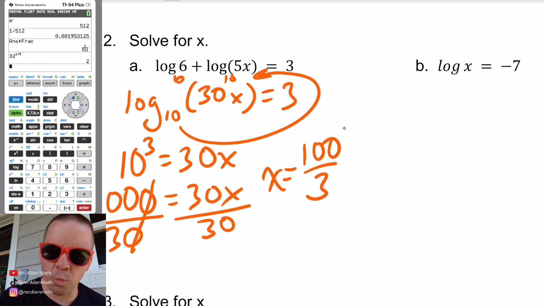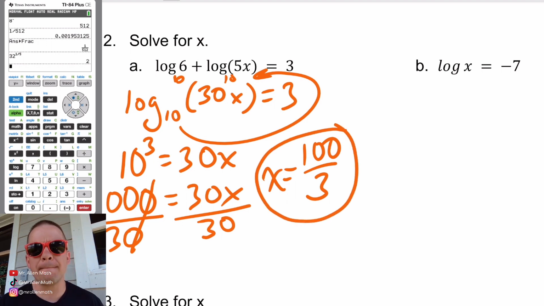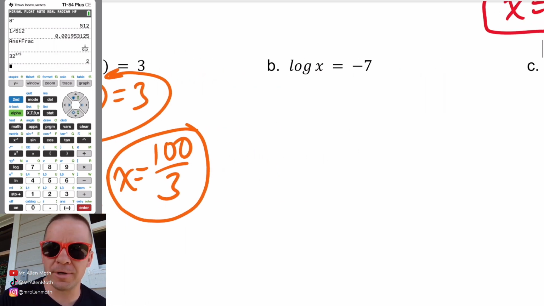And we get x equals 100 over 3. Beautiful. Notice that little fun trick that I did with those zeros there. All right, on to B.